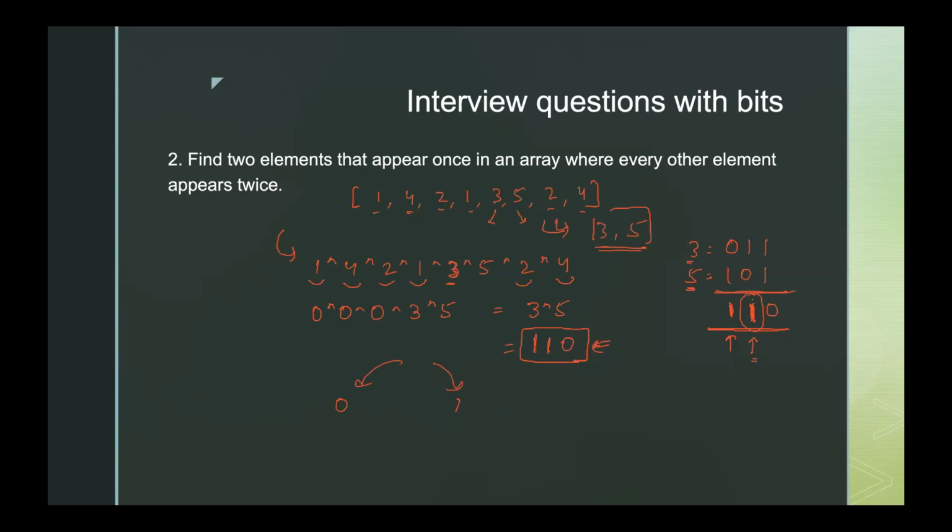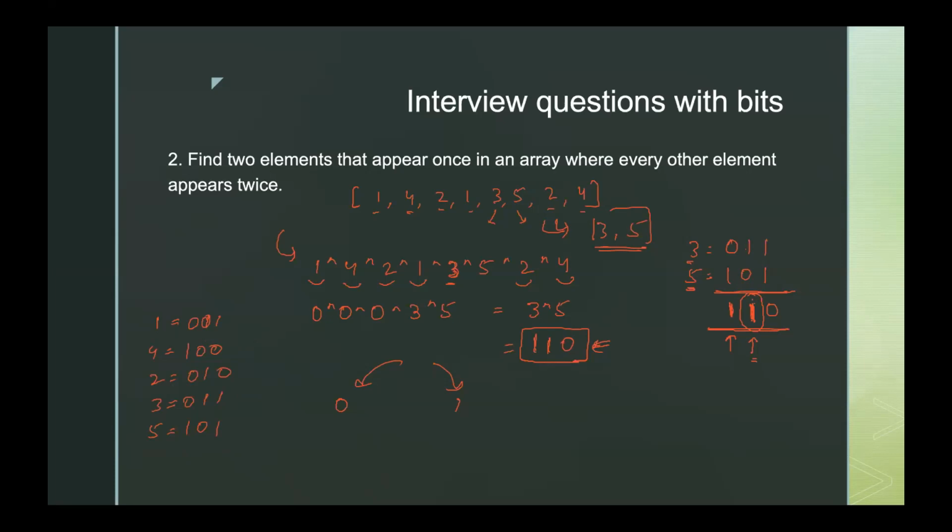So we have our numbers. The binary representation of 1 is 1, then the binary representation of 4 is 100. Let's represent them in length of 3. Then we have the number 2, which is represented as 010. Then we have the number 3, which is 011. We have the number 5, which is 101, and the rest of the numbers are the same.